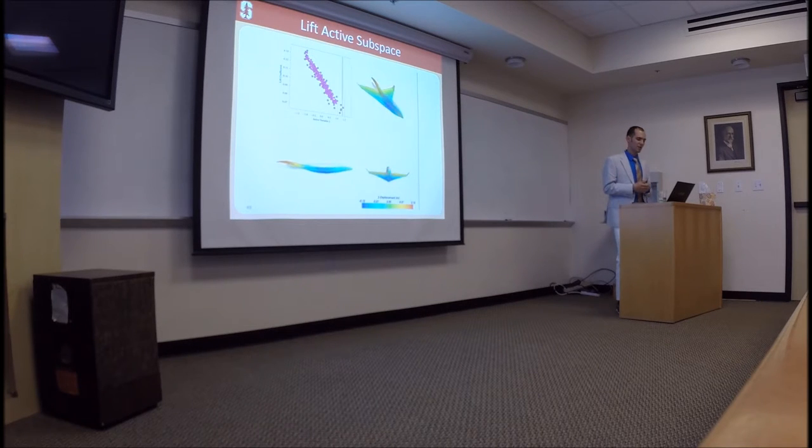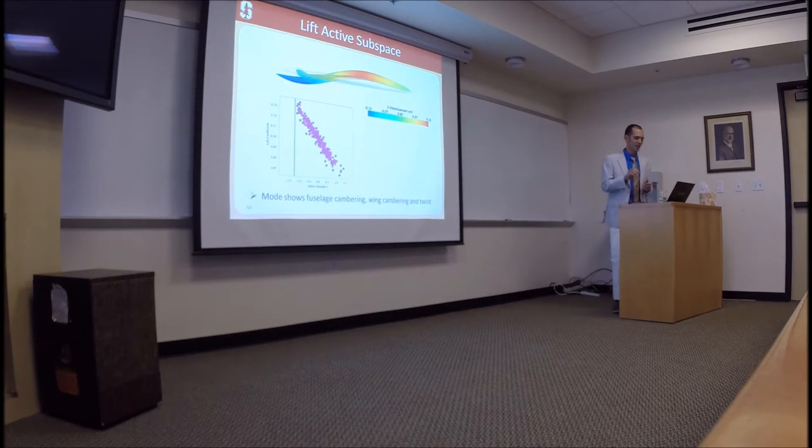And we can see that the geometry changes shown in these plots are needed to induce this behavior. Let me freeze the animation at the maximum lift condition. For example, see that the fuselage here is cambering, and in the process is twisting the wing to expose a higher incidence angle to oncoming flow, and also cambering the wing as well. These are changes in concept that make sense, but the active subspace analysis can find the important combinations automatically.